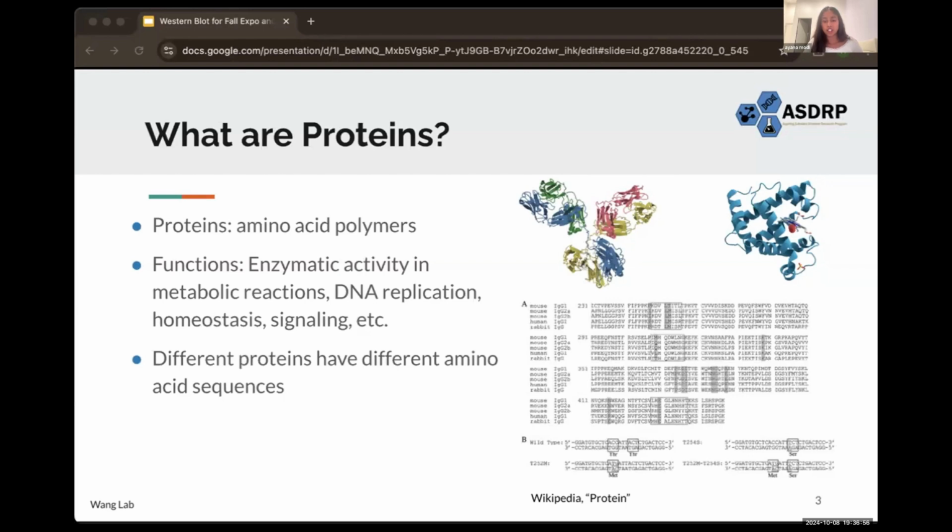Proteins have a variety of functions within organisms, including catalyzing metabolic reactions, being involved in DNA replication, maintaining homeostasis, and much more. They differ from one another in their sequence of amino acids, which results in specific protein folding that then determines its activity.